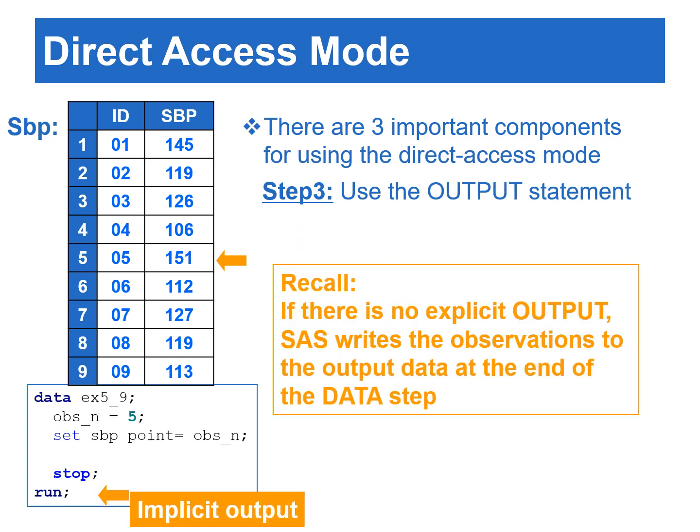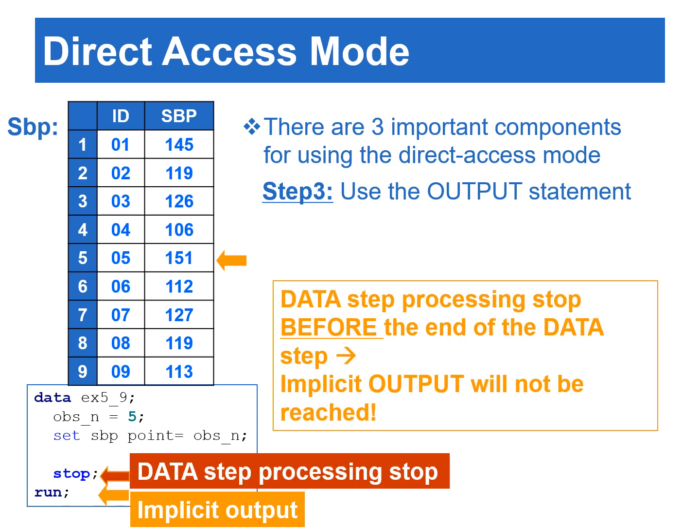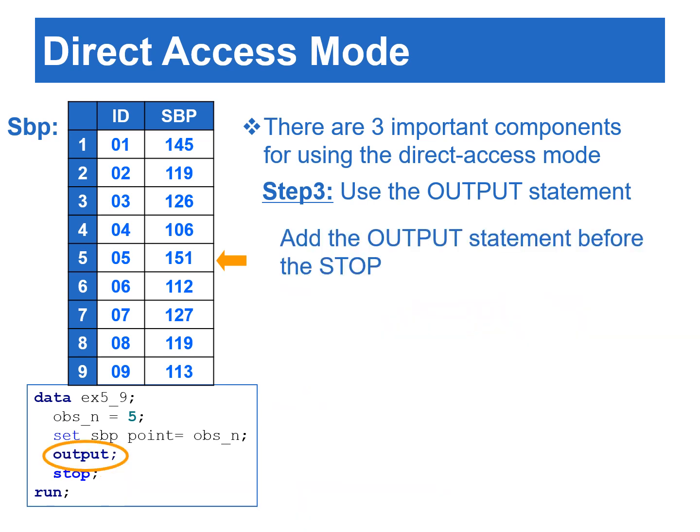Recall that SAS writes observations from the PDV to the output dataset at the end of the data step, if there is no explicit output statement in the data step. However, if we use the stop statement, the data step processing will stop before the end of the data step. The implicit output will not be reached. Thus, the last step to using direct access mode is to write an explicit output statement before the stop statement.